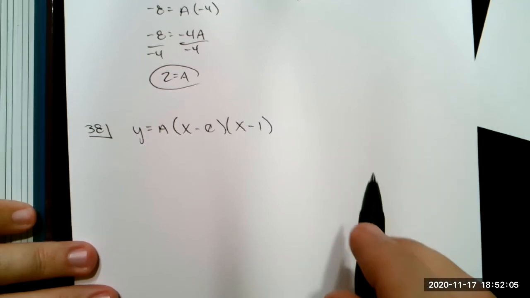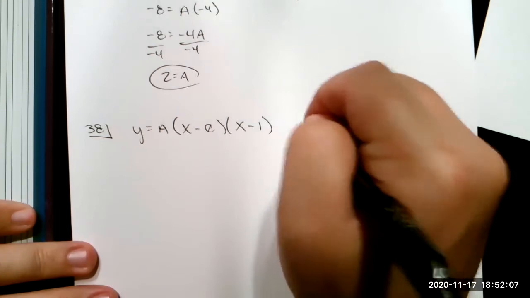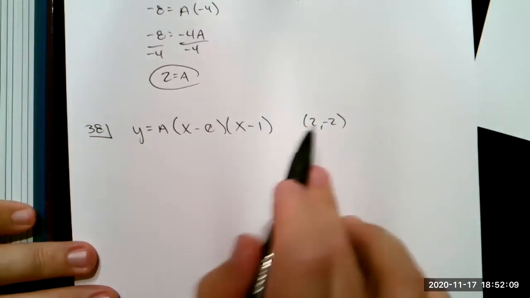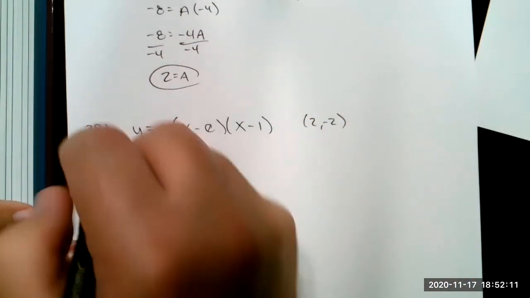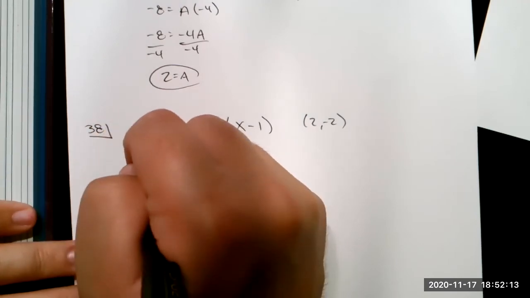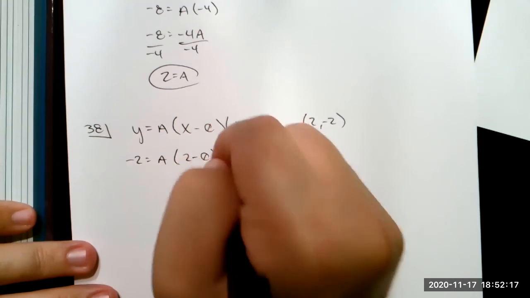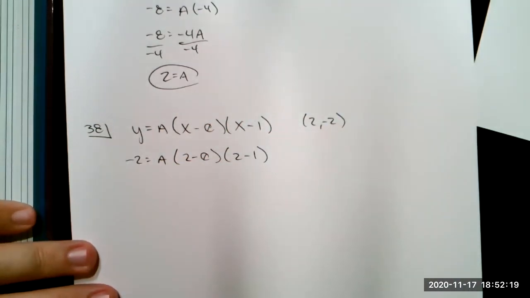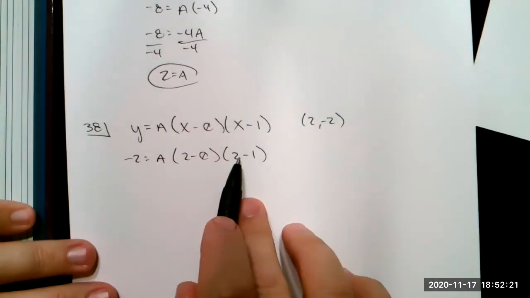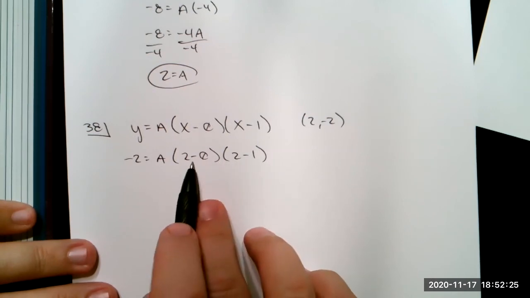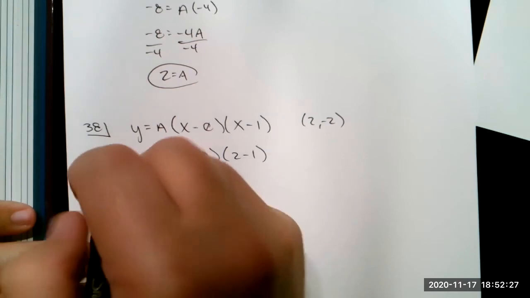And now it's going to pass through the point 2, -2. So we're going to replace the x's with 2 and the y with -2. 2 minus 0, 2 minus 1. Now simplify. Inside the parentheses, 2 minus 0 is 2. 2 minus 1 is 1. So 2 times 1 is just 2.